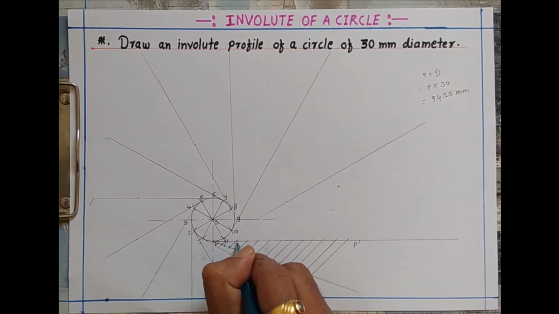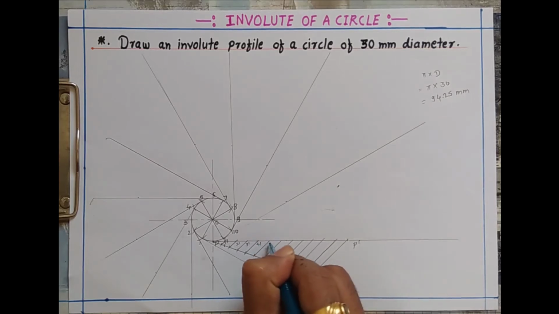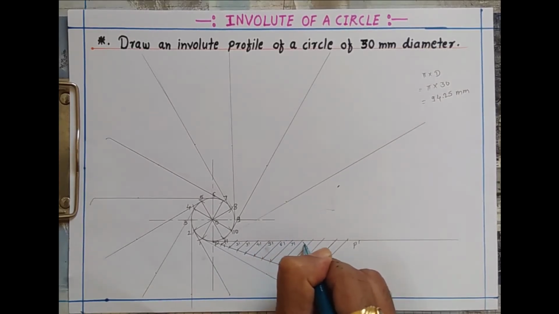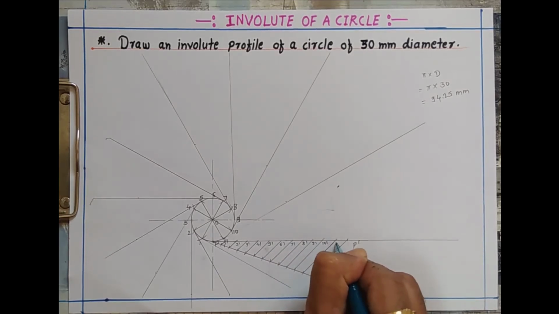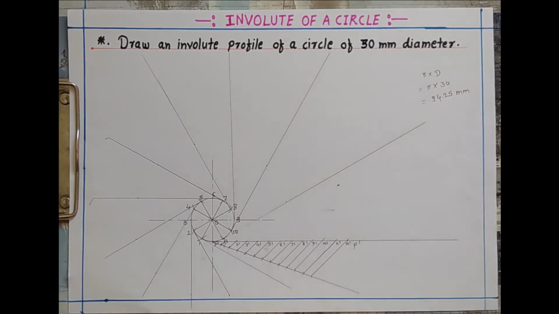We give the naming for those points starting from 1 dash, 2 dash, 3 dash, 4 dash, 5 dash, 6 dash, 7 dash, 8 dash, 9 dash, 10 dash, 11 dash, and the last 12 dash itself on the point p dash. Okay, now after this we have to draw an involute.